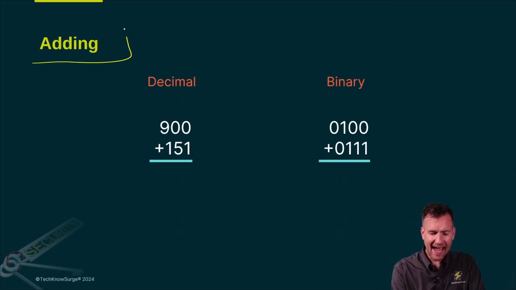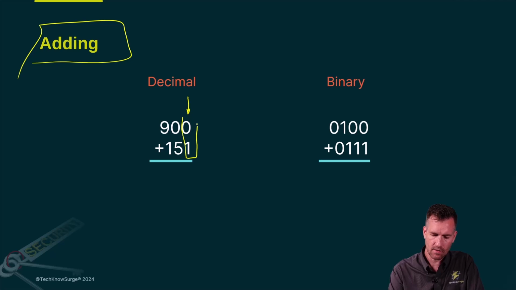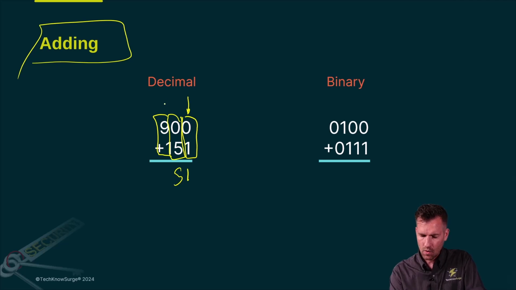Let's take a look at adding in both decimal and binary. With decimal, I'd start out with the ones column and add this together right here. So 0 plus 1 is 1. Then I go to the next column. 0 plus 5 is 5. Then I go to the next column. 9 plus 1 is 10, so the hundreds column here resets to 0, and then we carry a 1 into the thousands column, and there's nothing to add it to, so then we end up with 1051.